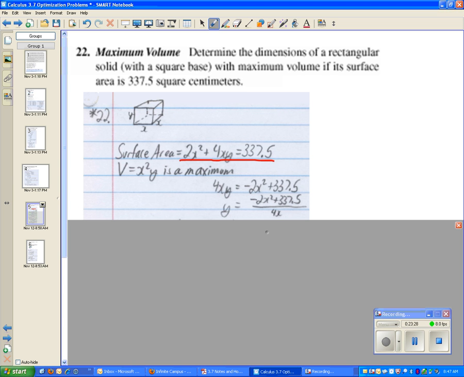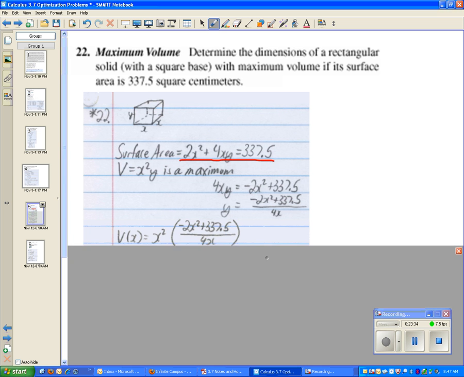All right, so now go back to your volume function and replace y with this nice little expression. And so V of x equals x squared times the quantity, negative 2x squared plus 337.5 divided by 4x.